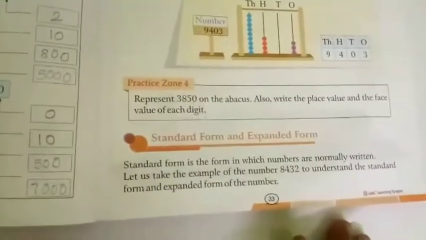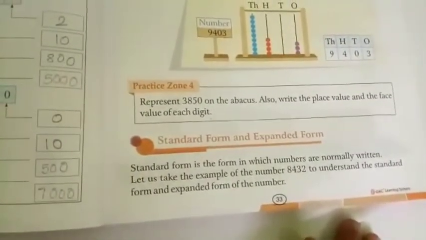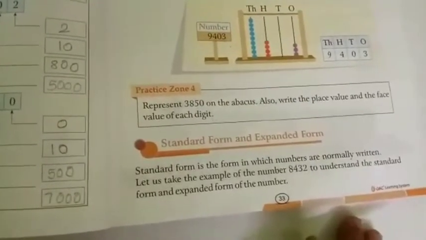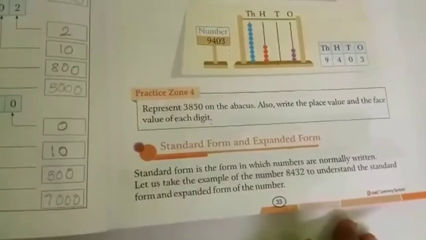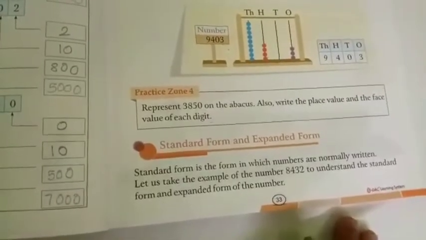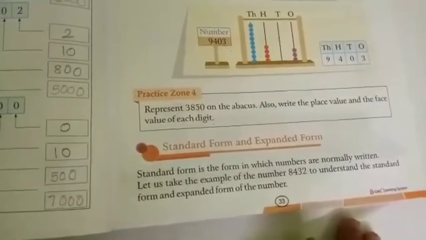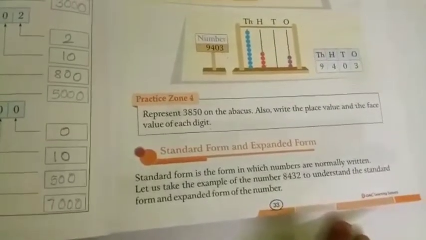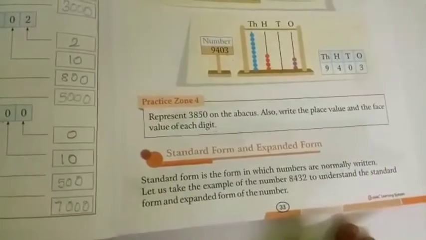Now the standard form and the expanded form. Now let's see what the standard form is. Standard form is the form in which numbers are normally written. Let us take the example of the number 8432 to understand the standard form and expanded form of the number. So standard form means what? The normal number which you use normally.